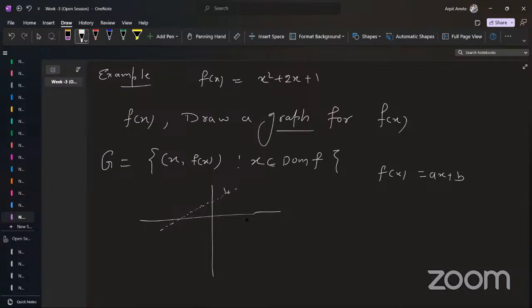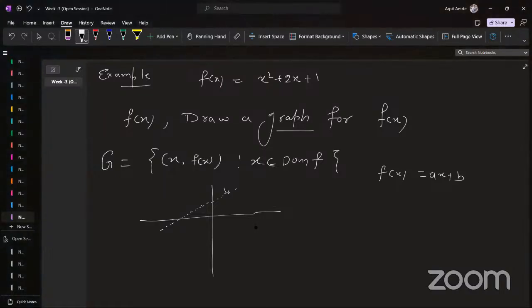Whatever graph you are making in the quadratic plane, whatever curve you are making, that curve is nothing but a parabola, but its form is just a collection of points, right?